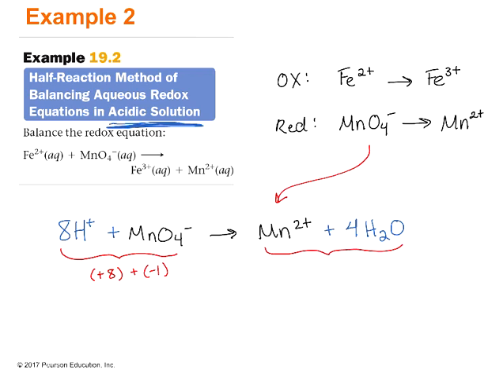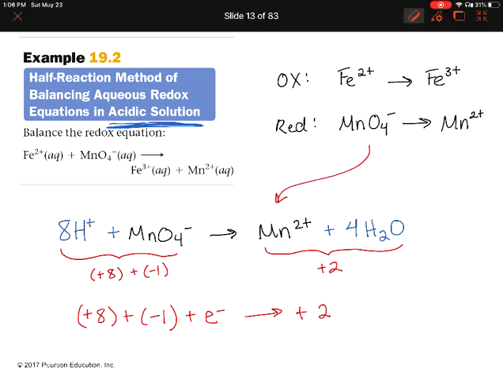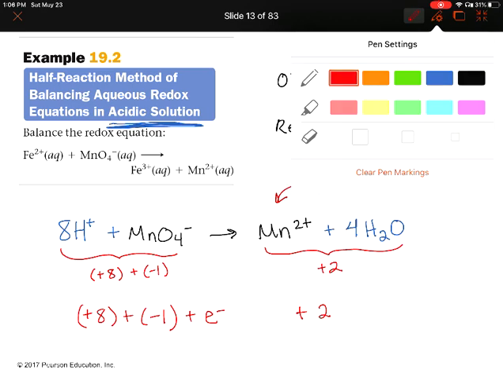So it's just plus 2, right? Water is neutral, so all right. Now remember, this is a reduction half reaction, so it's gaining electrons, which means we're going to write the electrons as a reactant. So we have plus 8 plus negative 1 plus some amount of electrons, which is going to go to plus 2 as a total. So actually, I'm going to rewrite this as an equals sign.